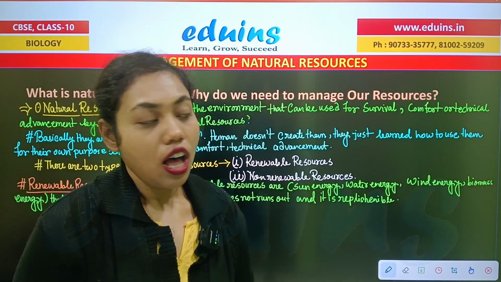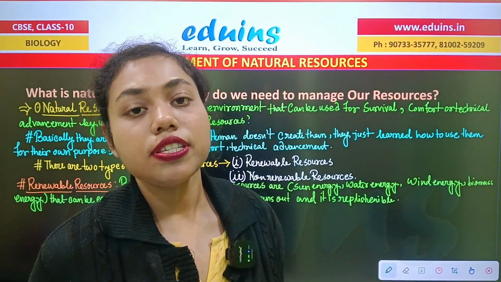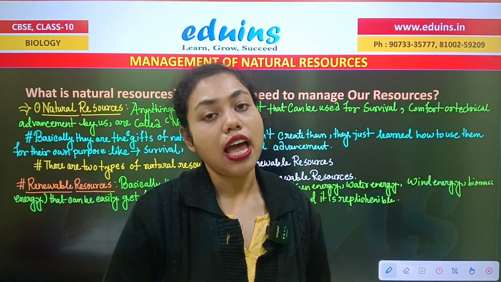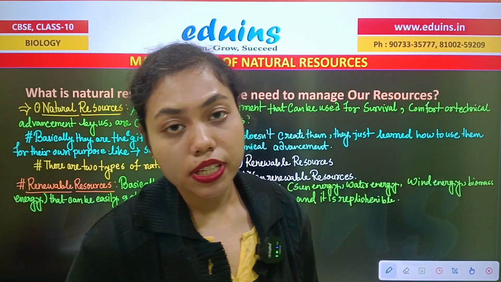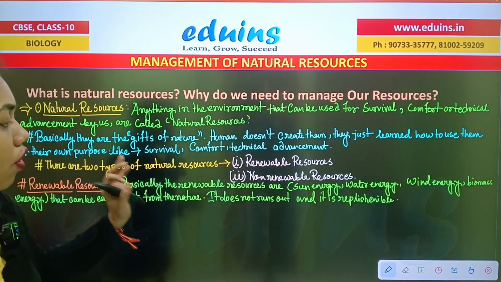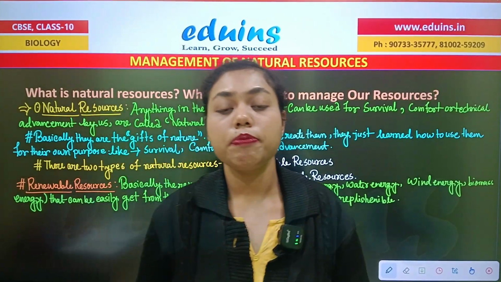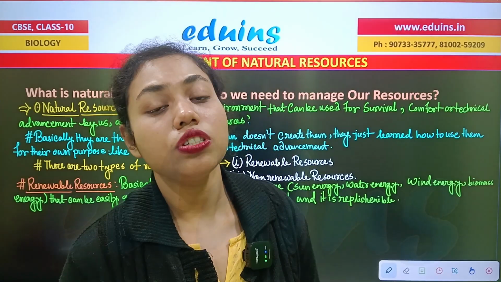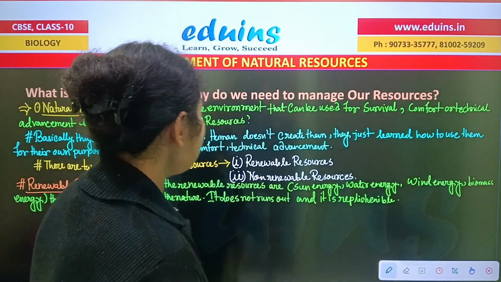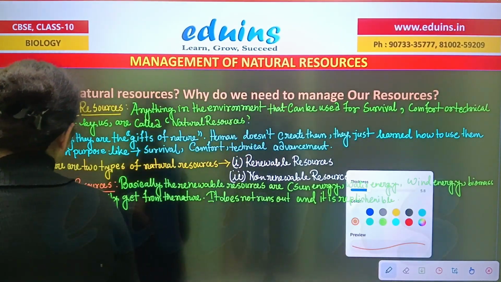And what are the non-renewable resources of nature? They are present in our environment in a finite or specific amount, so they can't be replenished. The non-renewable resources are fossil fuels, like coal, petroleum or natural gas. Those are the non-renewable resources of nature. Now we have to learn about what non-renewable resources are.